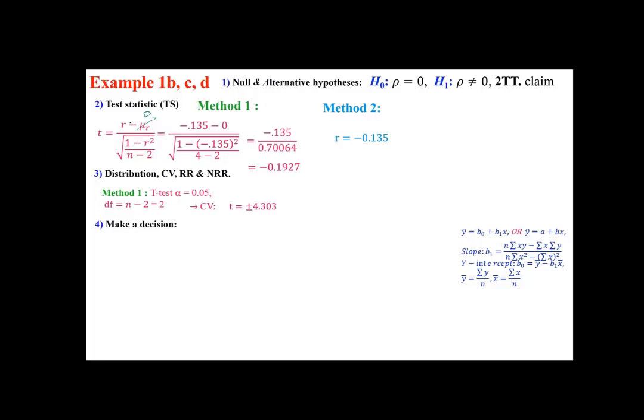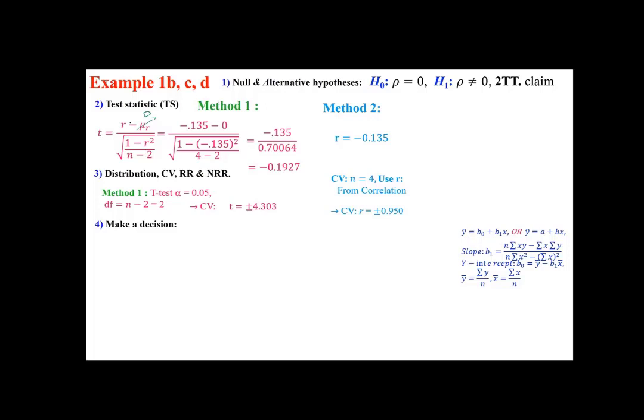What about method 2? Method 2, you use the table. You've seen the table already. Alpha is 0.05, n is 4, and the table gives you plus minus 0.950. So with that being the case, what happens now?